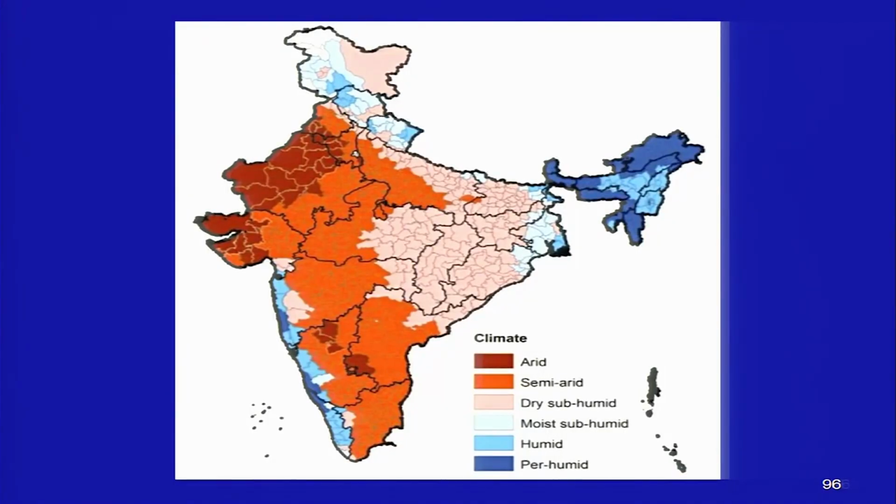Now, based on the rainfall and other atmospheric parameters, the areas have been divided into arid, semi-arid, dry. Of course, the arid area is the area which is likely to receive very less rainfall as compared to the other areas, and then the areas with very high annual rainfall are marked by blue here and are termed as per-humid areas, and then a little bit less than that are humid and moist areas.